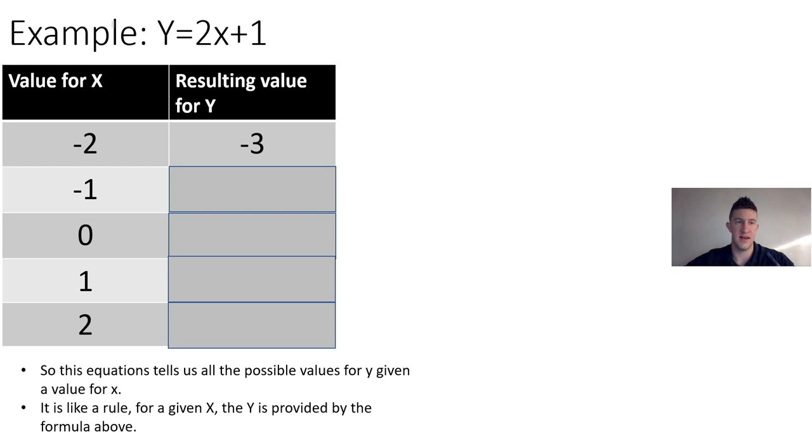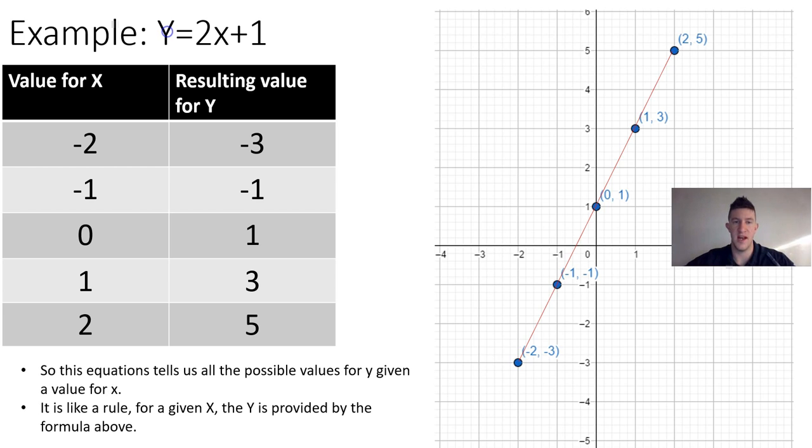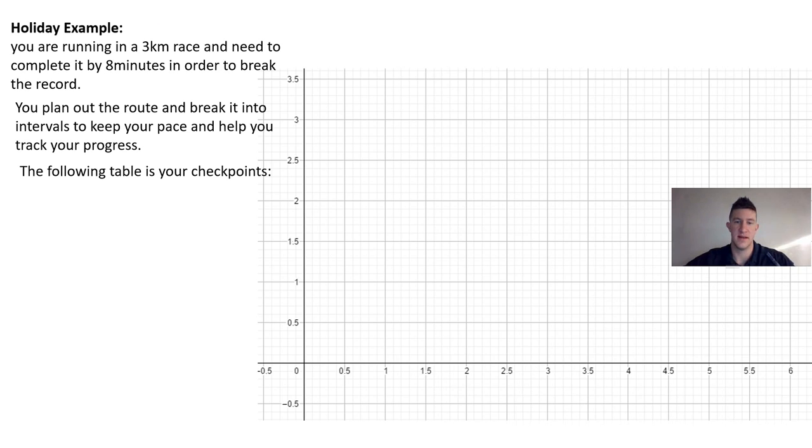So if we plug in minus 2 for our x, we would have minus 2 times 2 plus 1 gives us minus 3. And I can keep going through my table, and I'll have all of these points. So now if I plot it, this is what my line looks like. All I've done is I've plotted my table of points from the equation, and I get a straight line, as I would expect. So here's an example in a bit of a scenario.